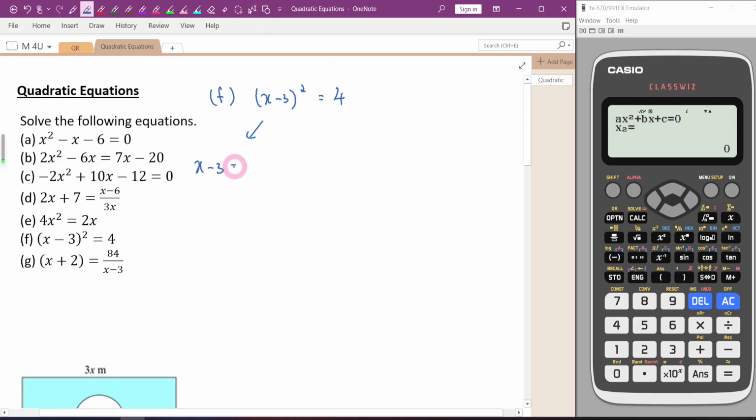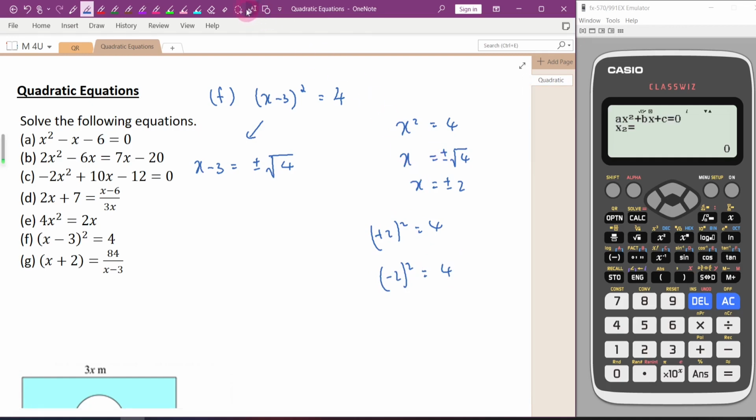So x minus 3 is equal to plus minus square root of 4. I hope that you understand this. For example, x squared is equal to 4. What is x? Square root, right? So we need to write positive and negative because positive 2, you square it, you get 4. Negative 2, you square it, you will get 4 as well. Therefore, we have 2 answers. So this is the reason why I put positive, negative over here.